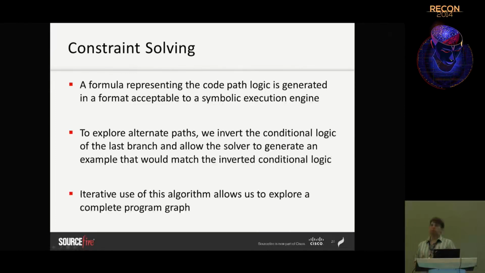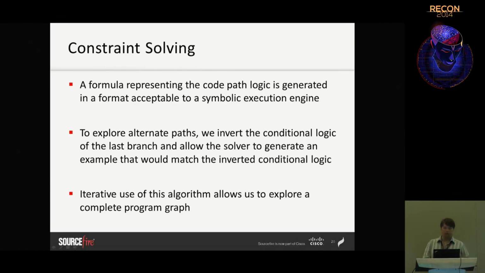flipping the condition. So rather than take the path that was greater than 50, we want to take the path that was less than 50. So we're going to go through and modify those constraints, generate new formulas for each modified constraint that we invert the logic on, and then we pass that out to an SMT solver so that it can tell us what the full sequence of input would have to be to reach that new symbolic logic representation of the code.